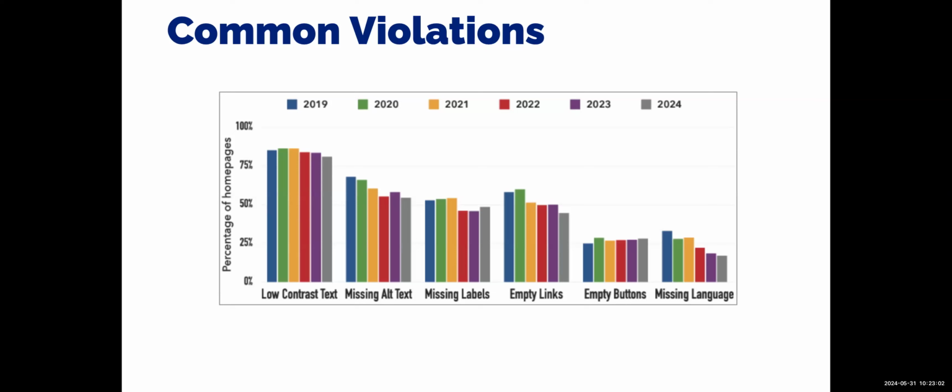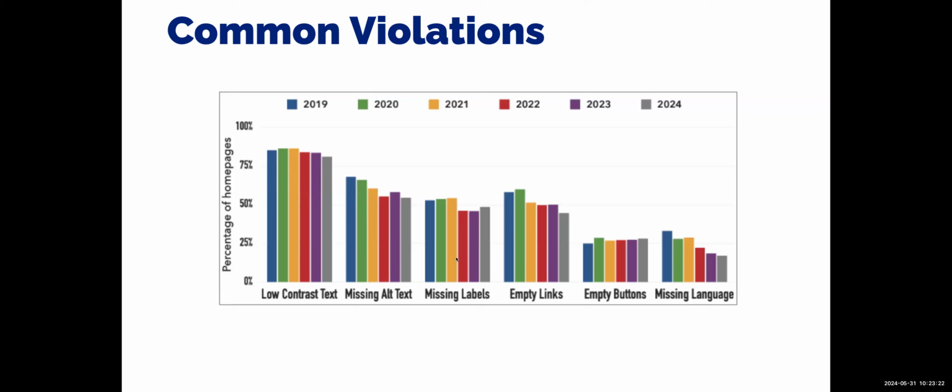This graphic comes from the WebAIM Million report, which tests the accessibility of the top 1 million homepages. If you look, 96.4% of all the errors found between 2019 and 2024 fall into one of these 6 categories.